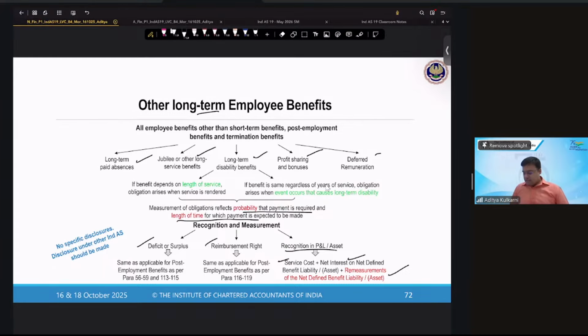The difference: this remeasurement in post-employment benefits, where would it go? Where would this section go there? Come on.